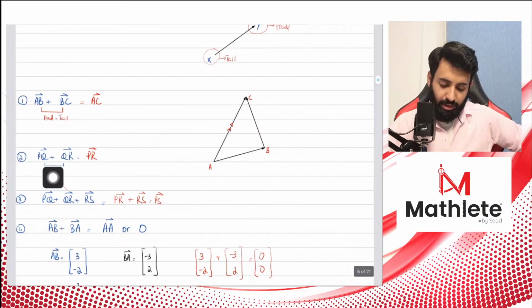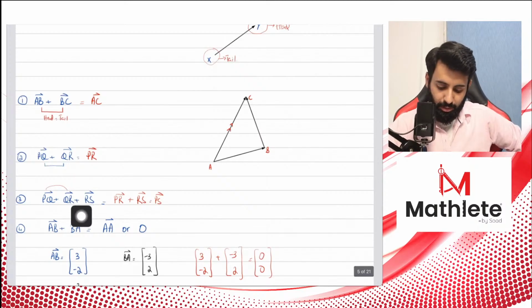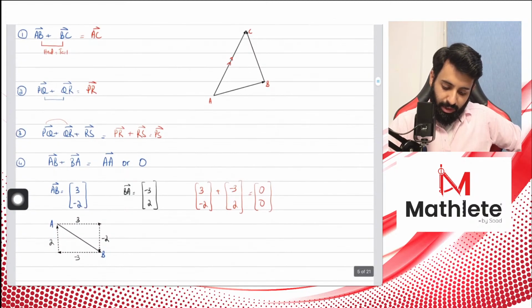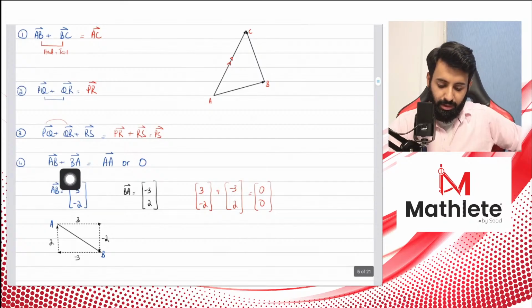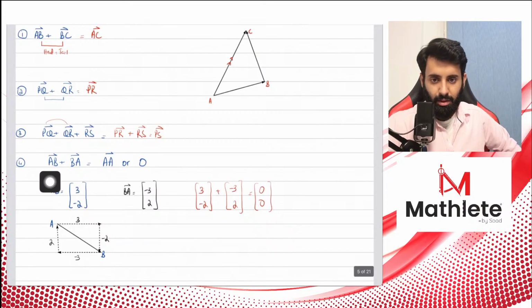And it's not necessary that you can only add two vectors. You can add as many vectors as you like, as long as you're following the head to tail rule. So PQ plus QR becomes PR, and then you can add RS to it. As a result, you get PS. And one thing to keep in mind is that if you're adding two vectors such that the other vector is the complete opposite of the first one, the result is basically 0.